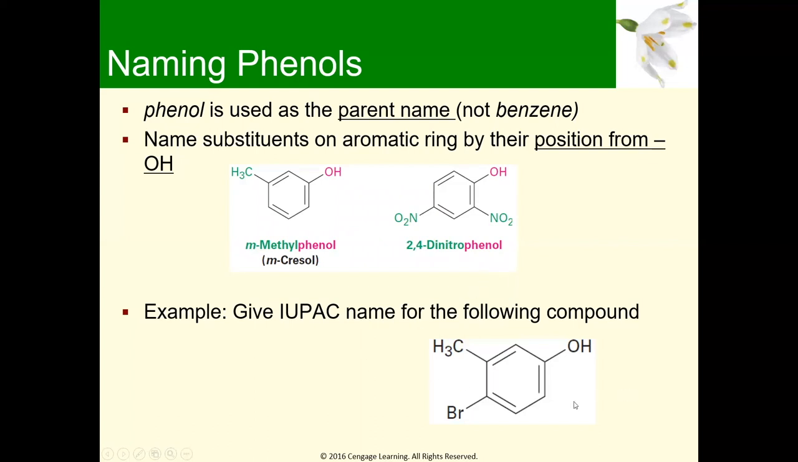So again, phenol is going to be the basis of the name, so we'll just go ahead and write that down, and we'll just adapt it. Okay, so this is carbon 1, and we want the numbering scheme to be the lowest possible. So that means we're going to go this way towards the methyl group. So this is carbon 2, this is carbon 3, carbon 4. Okay, but we've got to put them in alphabetical order. So on carbon 4 is bromo, so 4-bromo. And then on carbon 3 is the methyl, so 3-methyl. Okay.